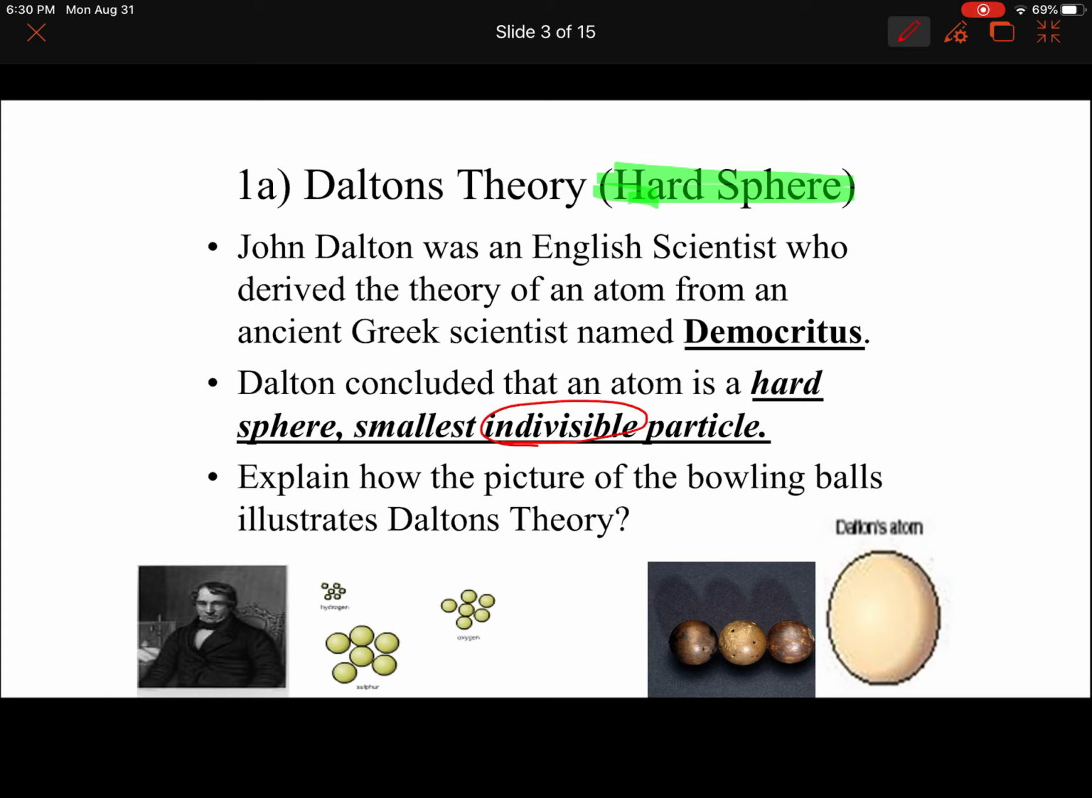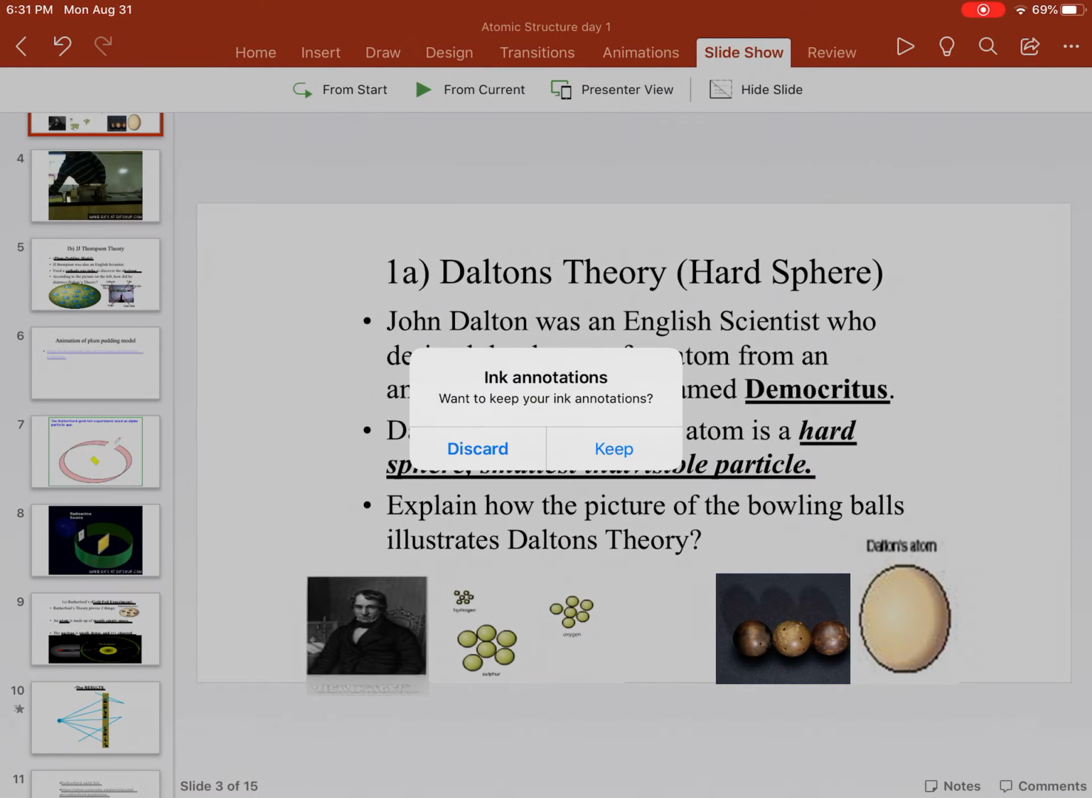Okay. So explain how the picture of bowling balls illustrates Dalton's theory. Well, if you look at a bowling ball, like over here, inside of it, the entire bowling ball's mass is filled. There's nothing empty about it. There's no empty space, so on and so forth. It cannot be divided any further. Thus, that's a perfect explanation for Democritus or Dalton's theory, which is called a hard sphere. Okay, pretty straightforward. Let's move on.